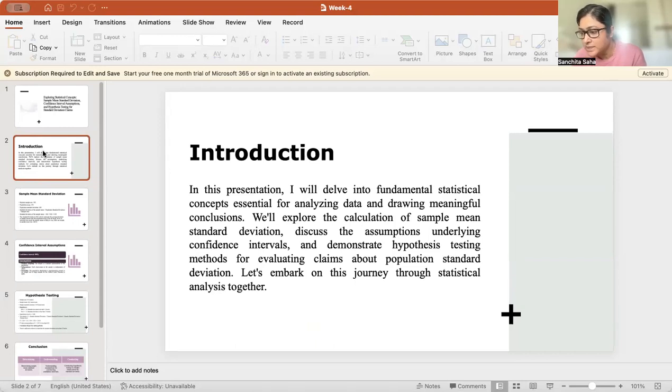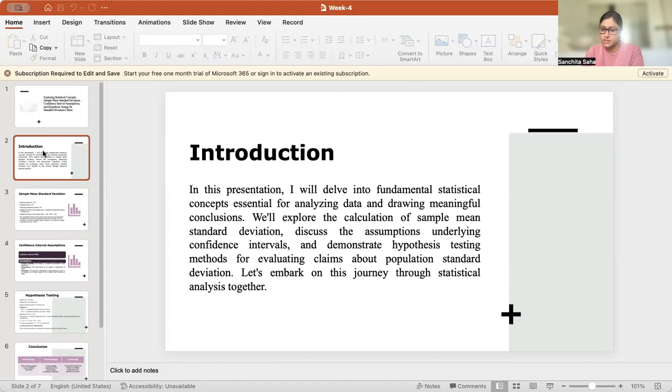We will start by discussing how we calculate the standard deviation of sample means, giving us insight into the variability of our sample estimate around the population mean. Then we will move on to explore the key assumption necessary for constructing confidence intervals, ensuring that our estimates are reliable. Finally, we will delve into hypothesis testing, where we will use statistical methods to evaluate claims about population standard deviation.